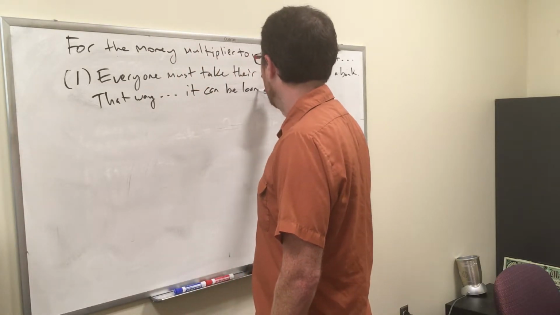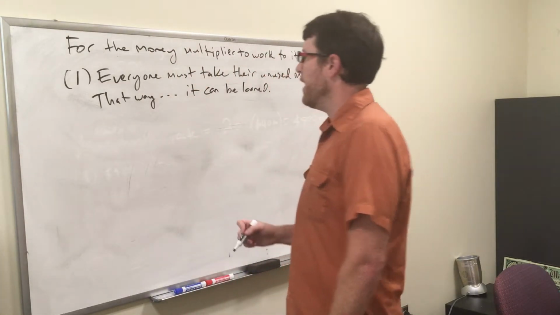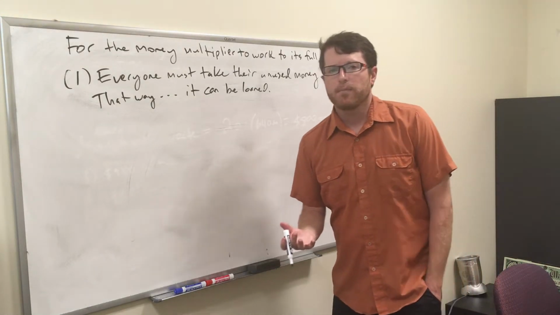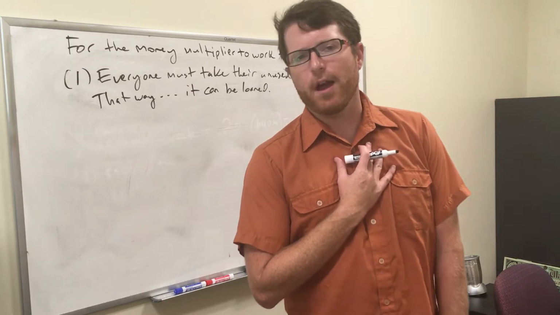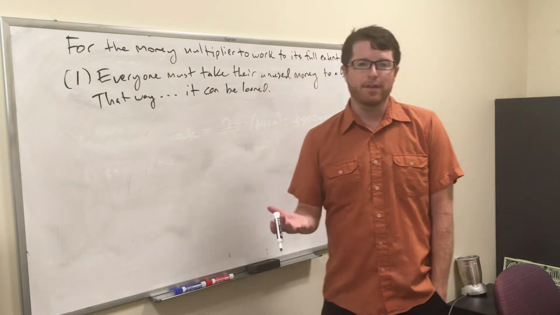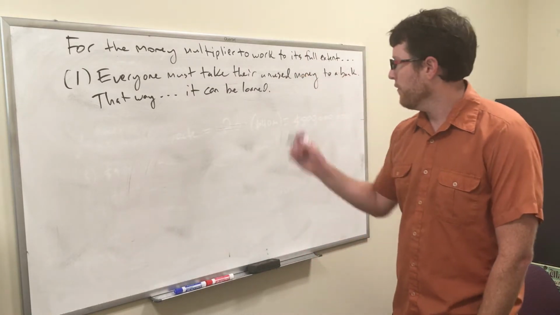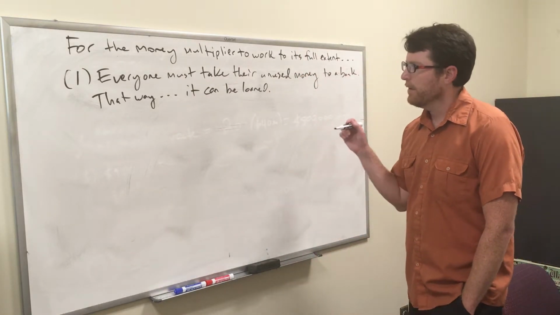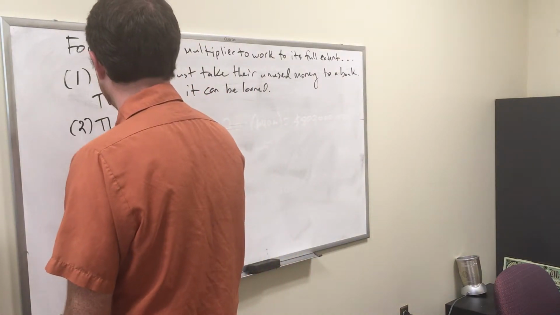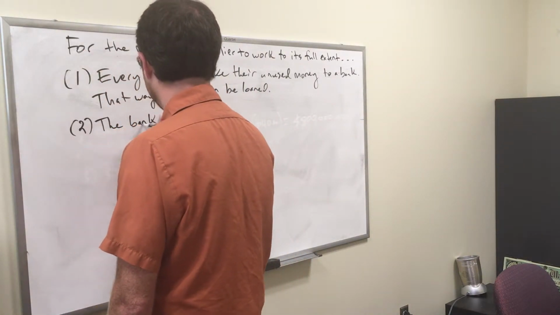If I leave my money at home, then the money supply process, that money expansion process, doesn't do anything. Meaning if the Fed gives me the $40 million and I just leave it at home, it doesn't create any extra money. It just creates the initial $40 million. So everyone's got to take their unused money to a bank. That way it can be loaned out. And then the other thing that has to happen is the banks have to loan out the maximum.